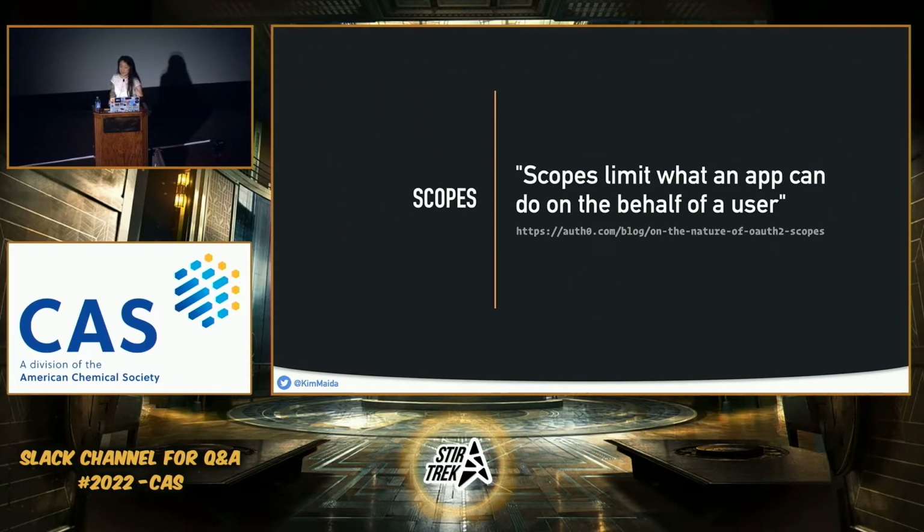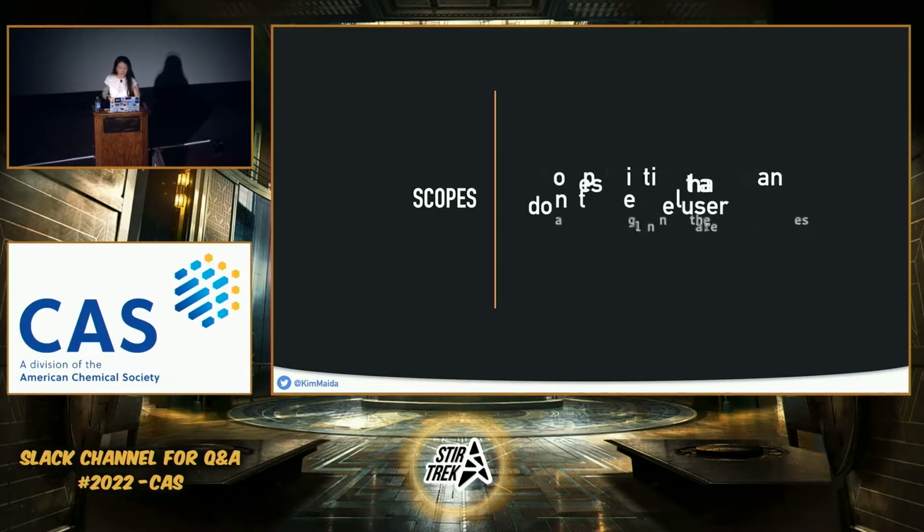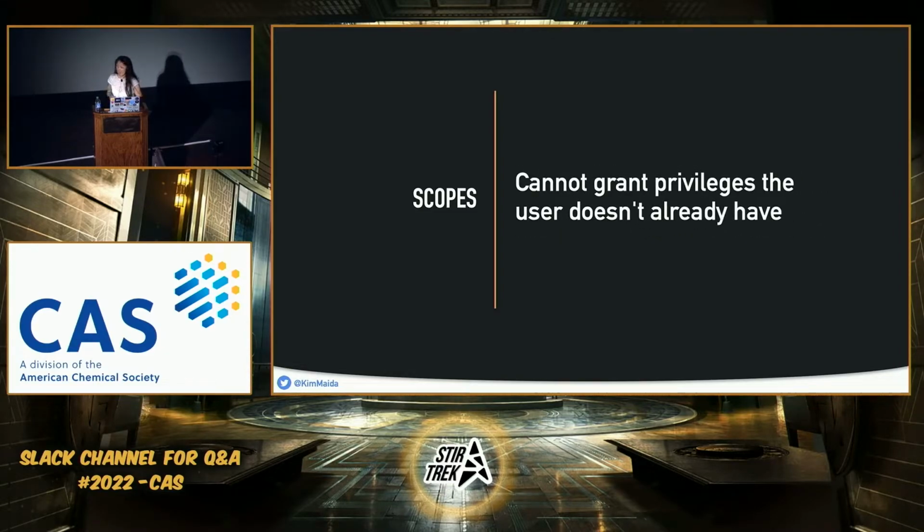So in order to solve for this, scopes limit what an application can do on behalf of the user. Scopes can't grant privileges that a user doesn't already have. So if the user, for example, doesn't have a privilege to set up, let's say, enterprise MyCal accounts, then any scopes that are granted to HireMe as an application will never allow the user to set up enterprise accounts either.